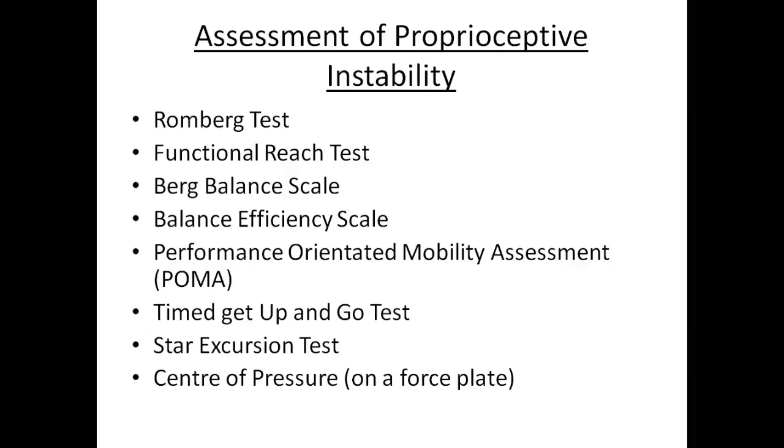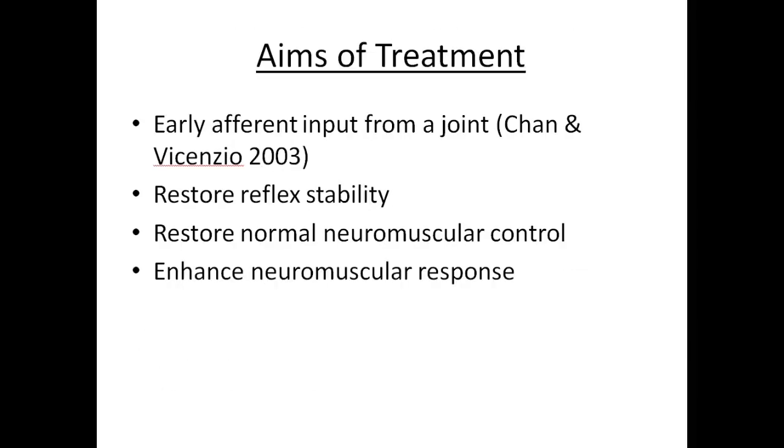For the assessment of proprioceptive instability, we've got something called the Romberg test, which we'll come on to in the practical. We've got the functional reach test, the Berg balance scale, the balance efficiency scale, the POMA, the performance orientated mobility assessment, timed up and go, the STAR excursion test, and center of pressure on a force platform. All of these are measuring proprioception.